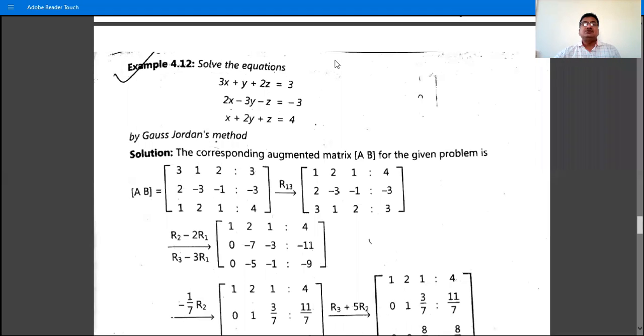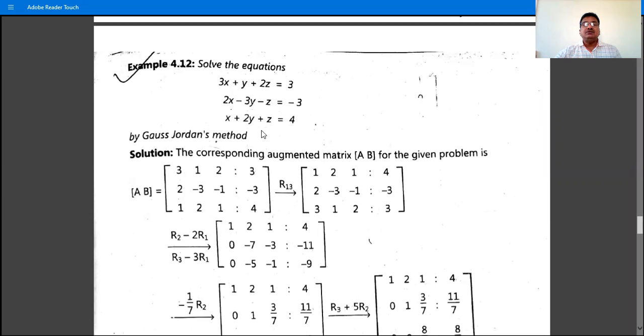Next example, solve the equations 3x plus y plus 2z is equal to 3, 2x minus 3y minus z is equal to minus 3, x plus 2y plus z is equal to 4 by Gauss-Jordan elimination method or Gauss-Jordan method. Okay, the unknowns are x, y, z, in the place of x1, x2, x3.